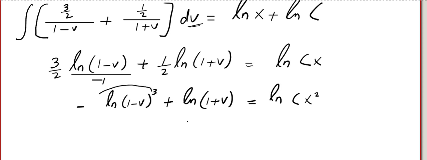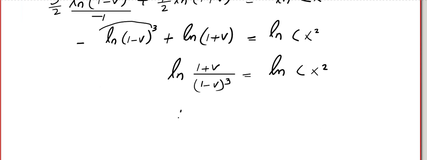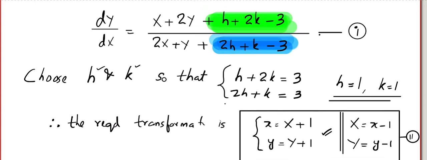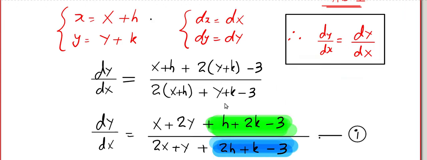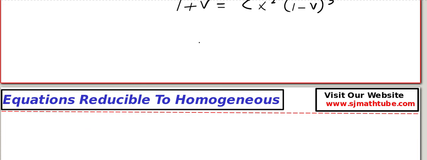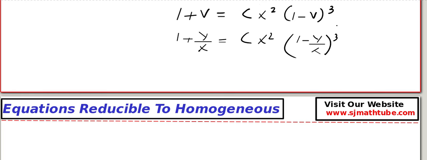Now tell me, what is log a minus log b? So we get 1 plus v is equal to cx square into 1 minus v the whole cube. Now what is v? Do you remember? Where is our v? Yeah, y by x. So 1 plus y by x is equal to cx square into 1 minus y by x the whole cube.